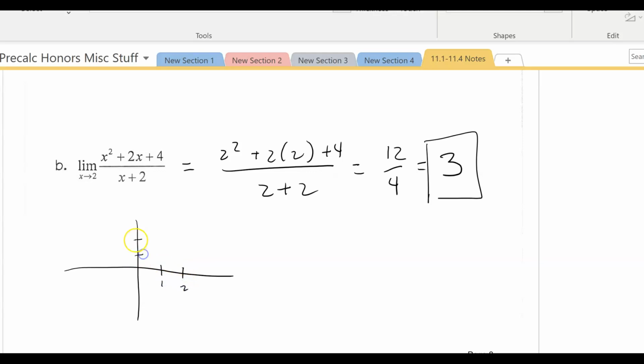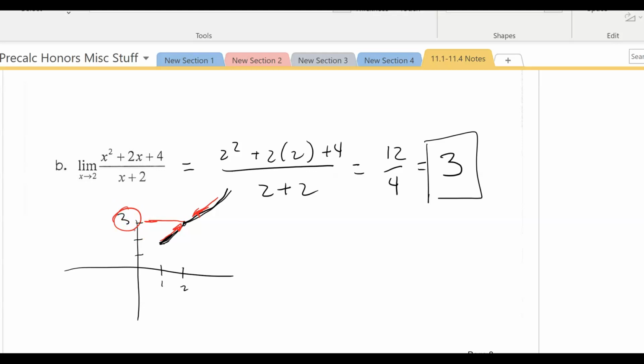And here's y is equal to 3. So whatever this function looks like, let's just pretend that it goes like this, and it's going to go on to the left and to the right. As I approach 2 from this side, and as I approach 2 from this side, we're approaching a y value of 3. So that's kind of a visual.